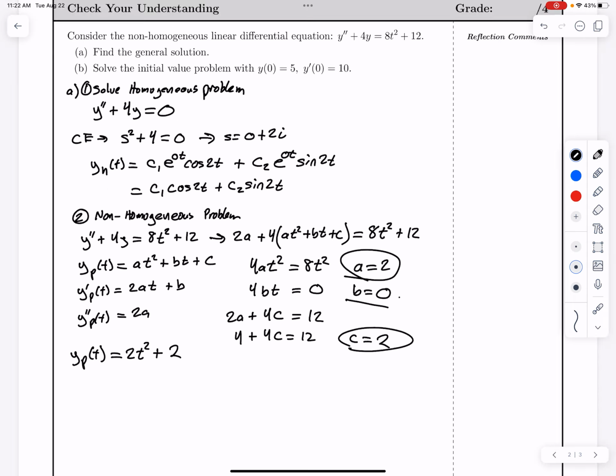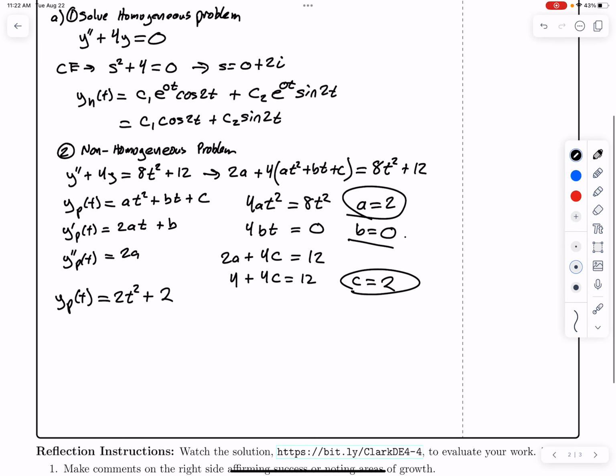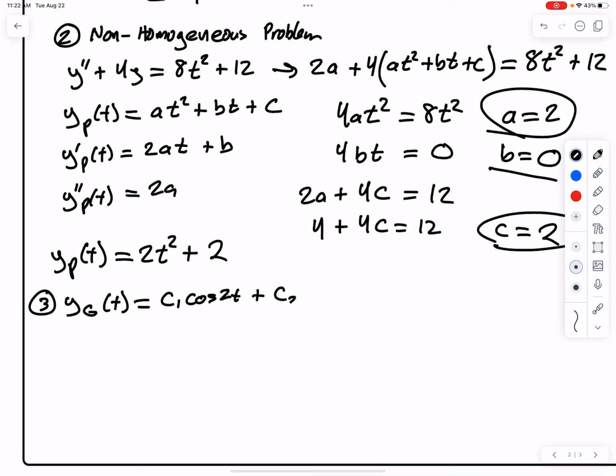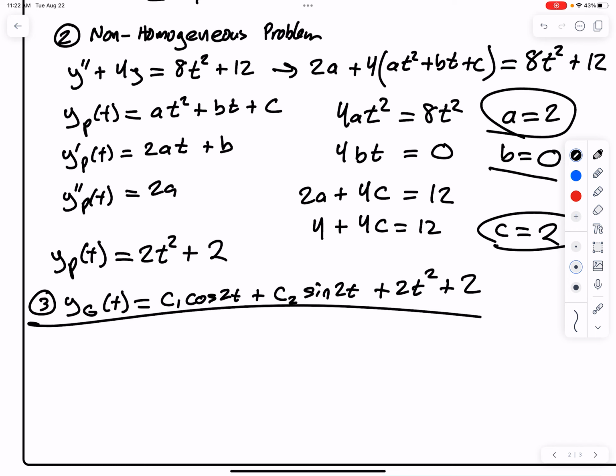And that is almost number A. I need to write down the general solution. So step 3, what is the general solution? Well, the general solution is the homogeneous solution, c1 cosine of 2t plus c2 sine of 2t, added to the particular solution 2t squared plus 2. So that's part A, write down the general solution.